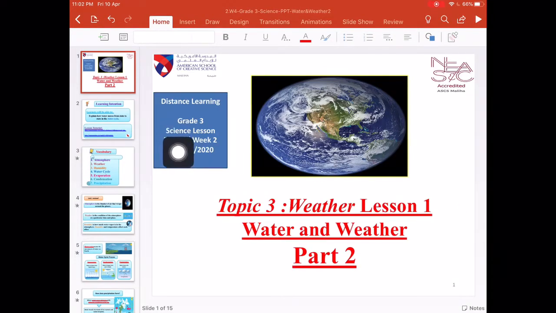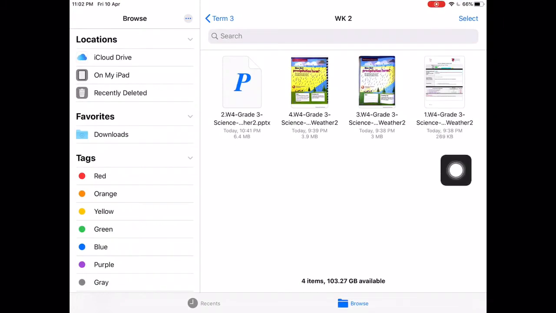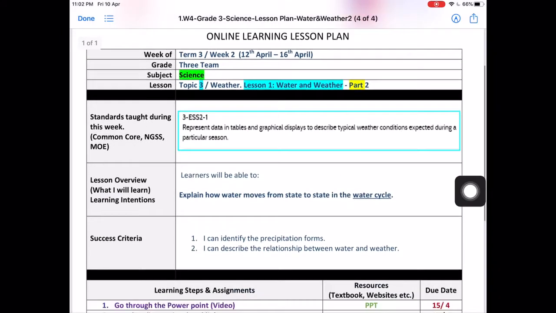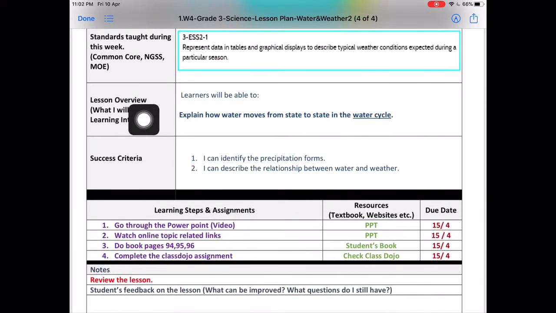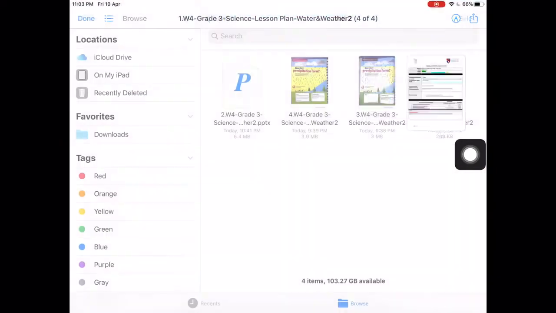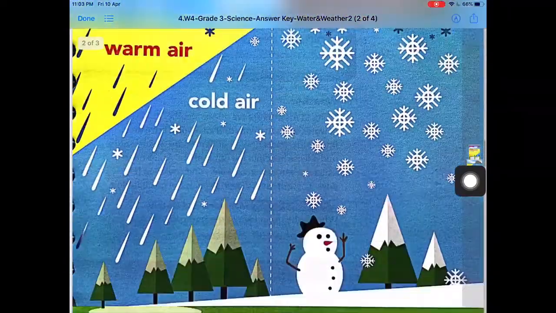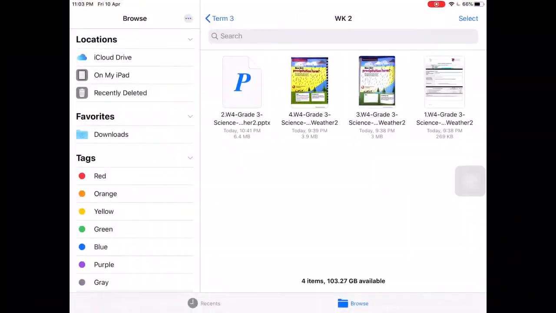Our subject for today is science, and we will be continuing with our topic of water and weather. Parents, please make sure you check the attached online learning lesson plan, as well as the book pages and answer key. In the lesson plan, you will find the lesson overview, the success criteria, as well as the learning steps, assignments, and the resources. Students can also self-assess. After they finish the book pages, they can check the answer key to self-assess.